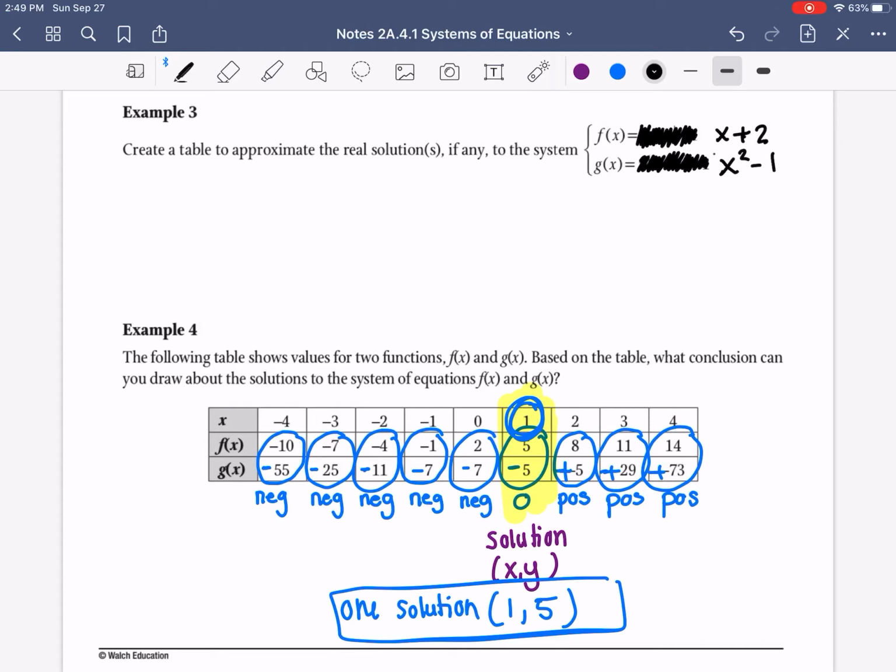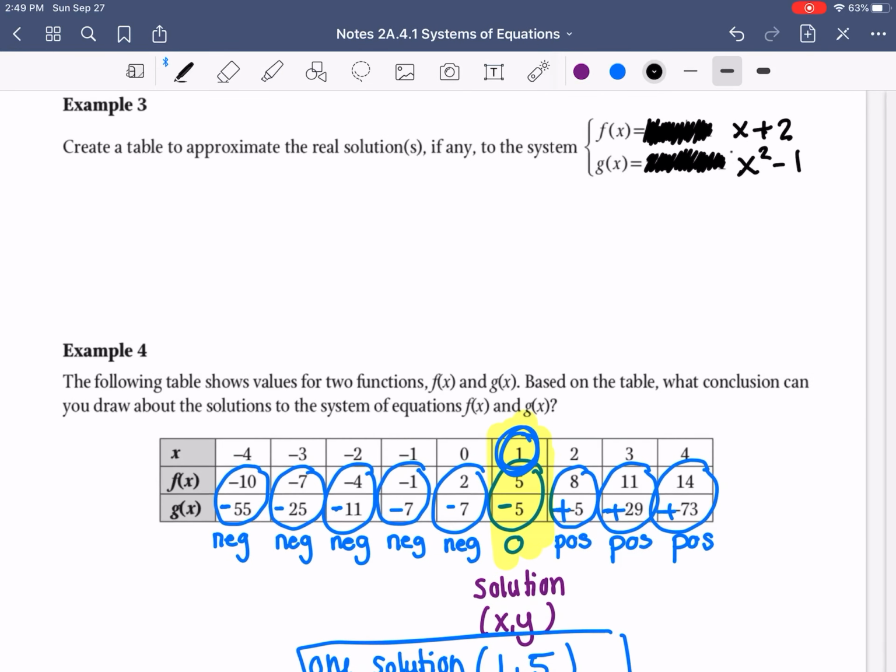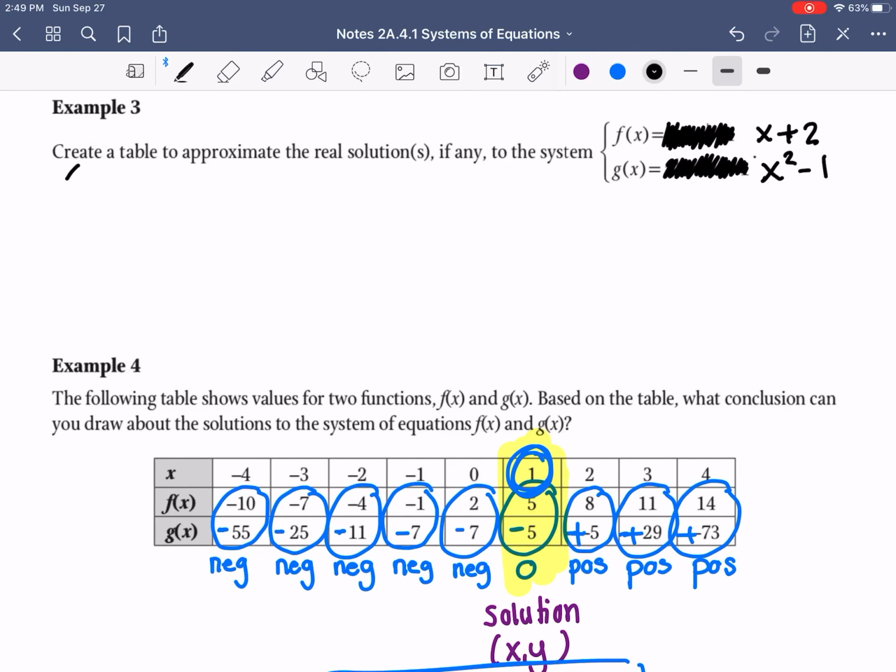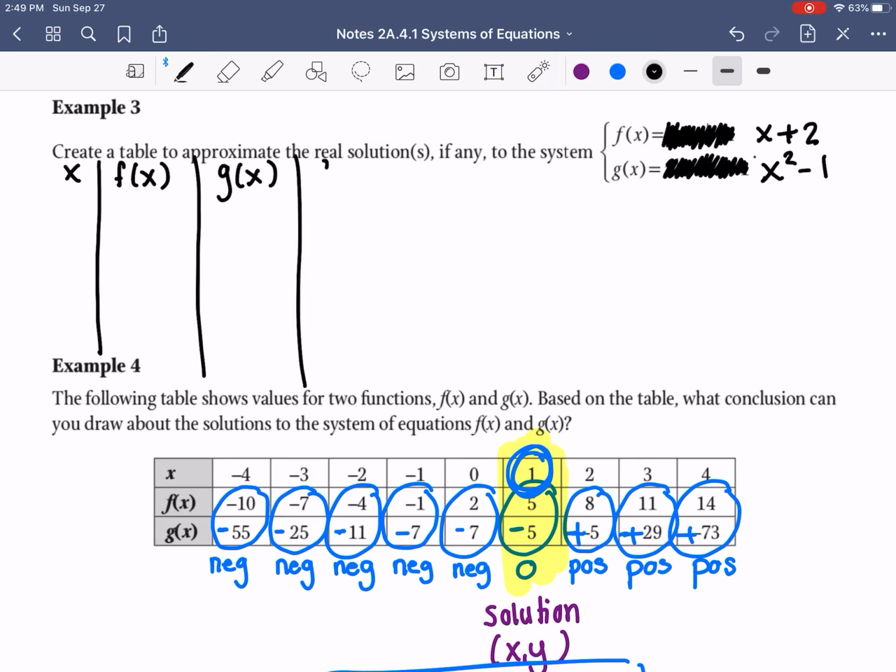So when we create a table of values, I'm going to make this one vertical. Our example number 4 was horizontal. I'm going to make mine vertical. We have x, f of x, g of x, and then we're going to subtract f of x minus g of x.